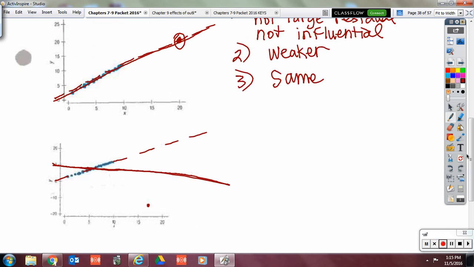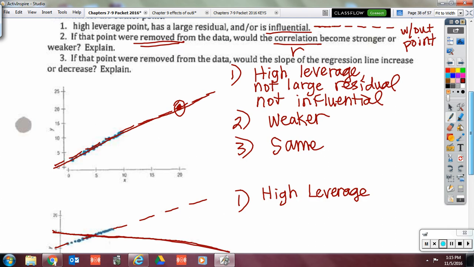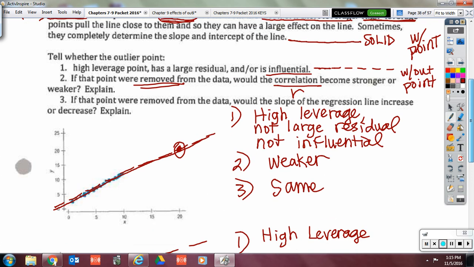Okay, so let's answer our question. Question 1. Does this point out here have high leverage? Remember, high leverage is far out in the x direction. Far out, man. And it is. It is far out from the other points. High leverage. Okay, the second question is, does it have a large residual?